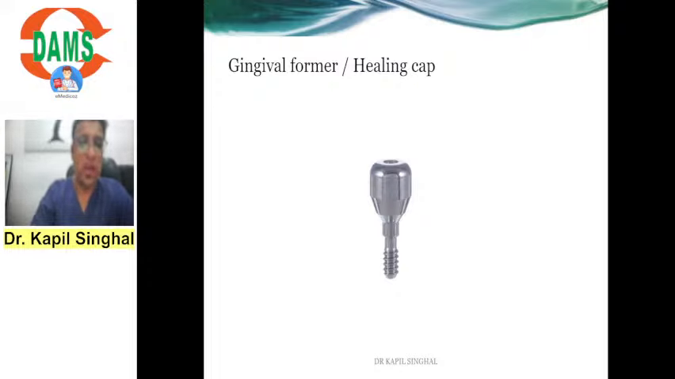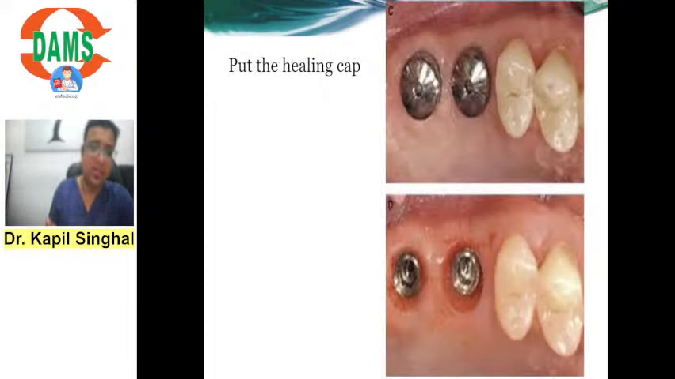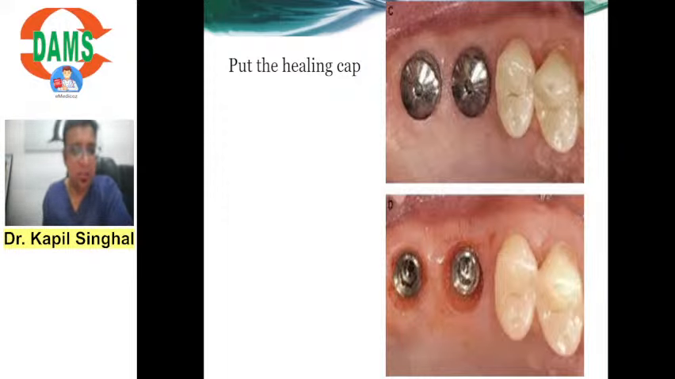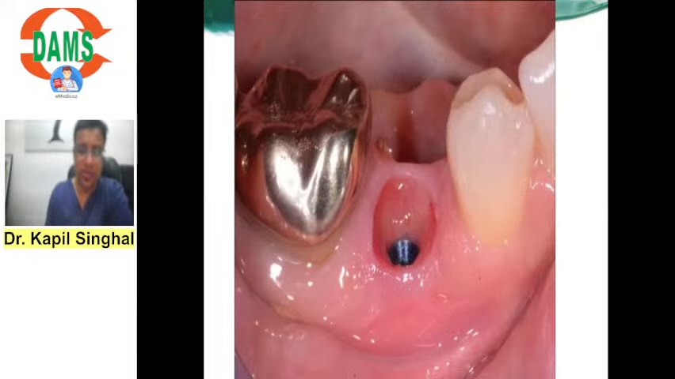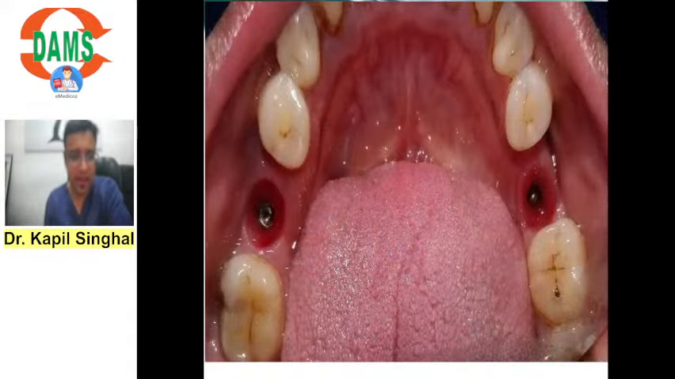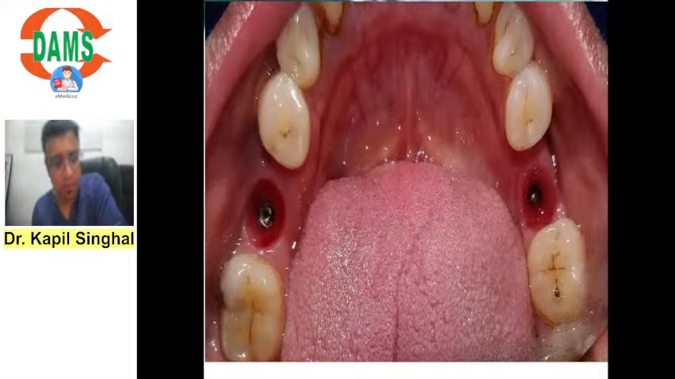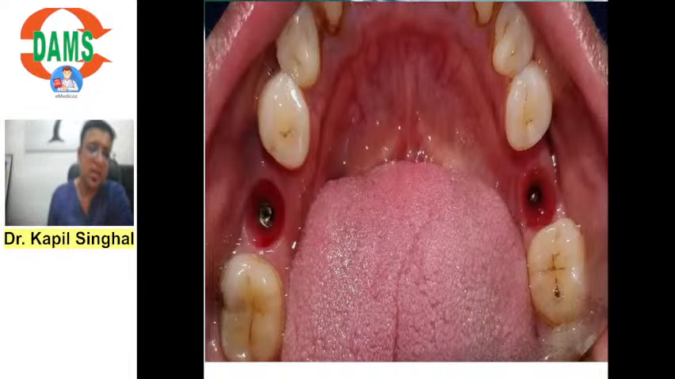So they may ask you, what is the role of a healing cap? It helps to create an emergence profile around the implant. Can you see it? So once this emergence is created, my implant is ready for the next step, that is impression. This is how the emergence should be formed, from the healing cap or healing abutment. They may ask you, what is this and what component is used to create this emergence? The answer would be gingival former or a healing cap or a healing abutment.